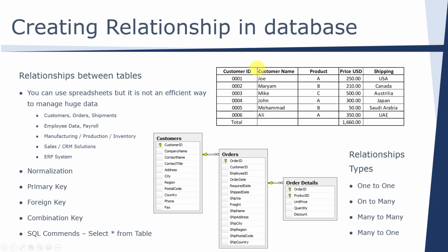And the table here basically tells you that we have a specific customer with an ID, customer name, product, and a price. Now, if I were to ship this to multiple locations, I would have to repeat the same person name multiple times with redundancy, so it doesn't make sense in a spreadsheet, as you can imagine.